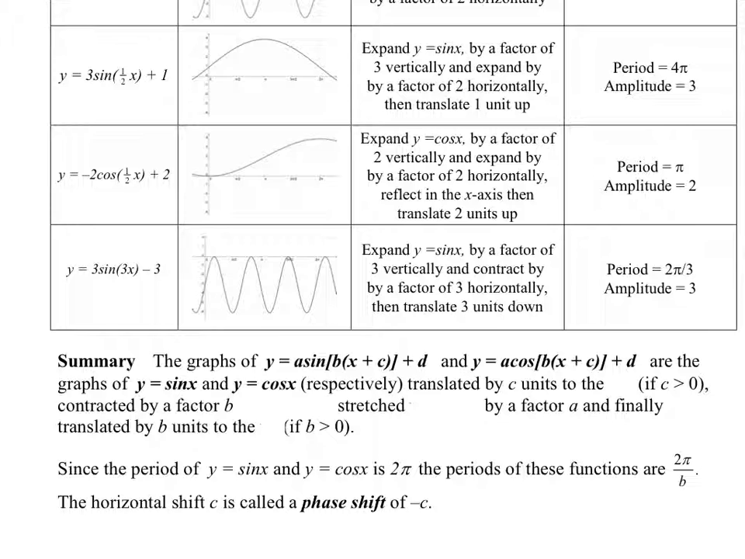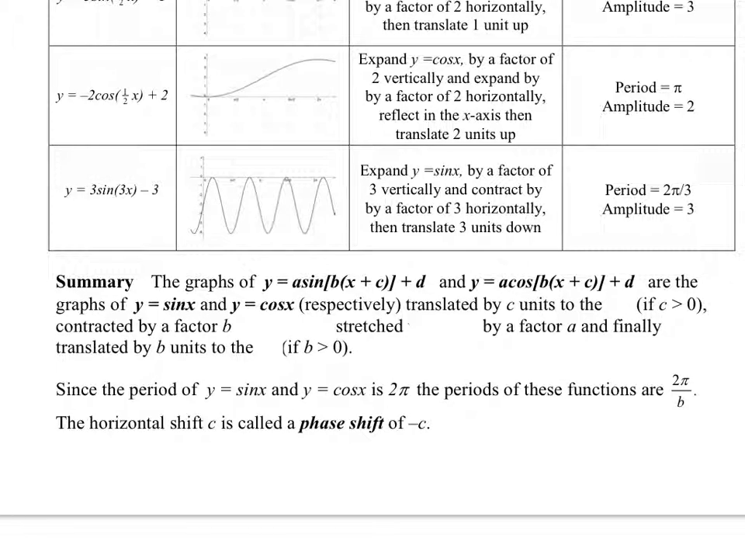Actually, while I'm saying that, I notice that there's an error in here. This period here should be equal to 4 pi here, not just pi. If you see this graph here, a period there would take 4 pi. So you could change that thing here to 4 pi.